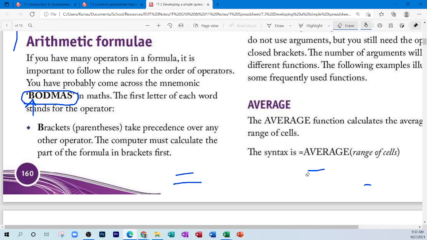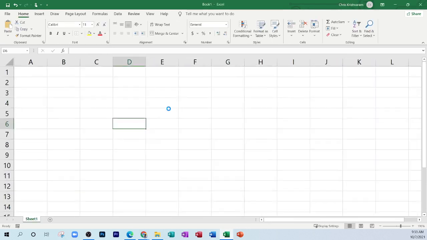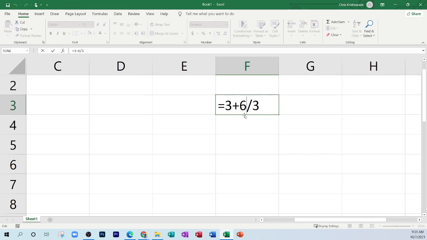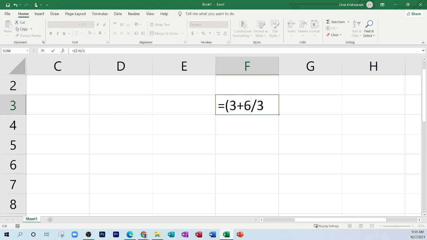I should have done it in the spreadsheet so that you would not have had that confusion. So let's try it in the spreadsheet now. Equal 3 plus 6 divided by 3, answer is 5. Now if I put a bracket around 3 plus 6, notice the answer changes. It is following that rule of BODMAS.